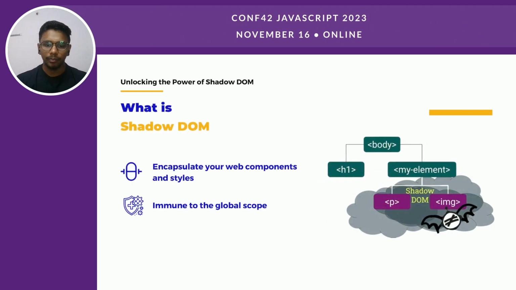So, what is Shadow DOM? In simple terms, it is a fundamental web technology that helps to encapsulate your web components and styles, making them immune to global scope. Think of it as a protective shell around your components, ensuring that your code won't interfere with or be interfered by other parts of your web application.